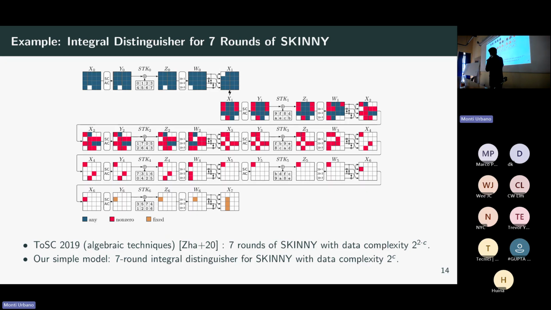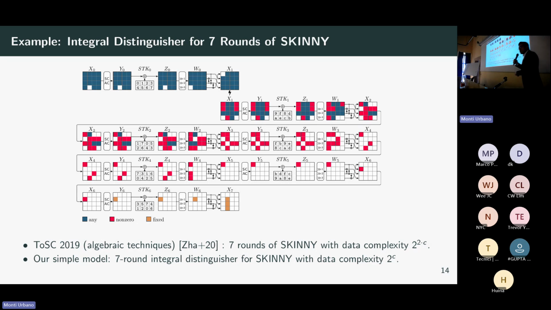This is a zero correlation distinguisher for 7 rounds of SKINNY. When we were searching for this, we set the objective function to maximize the number of active cells in the input. As you can see in the input, there is only one white cell, which becomes active in the integral distinguisher. It means the complexity of the integral distinguisher here is 2 to the power of c. If the cell size is 4, the complexity of this integral distinguisher is 2 to the power of 4, which you can practically verify on your laptop. It's very easy to verify, right?